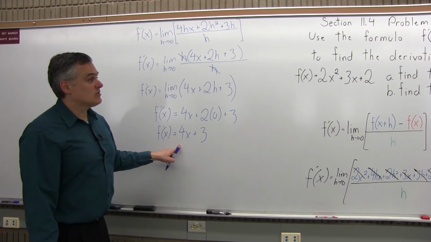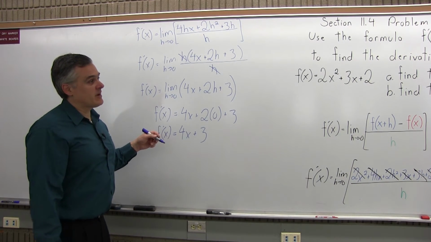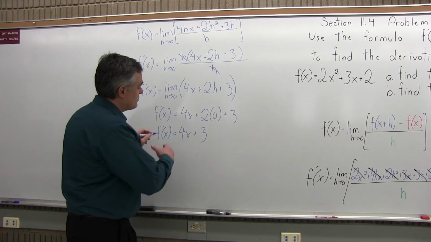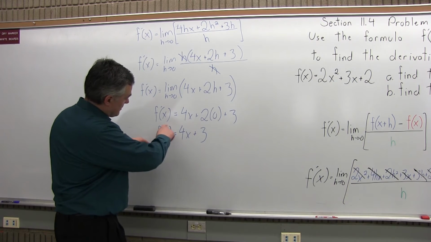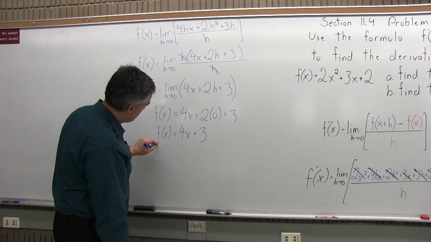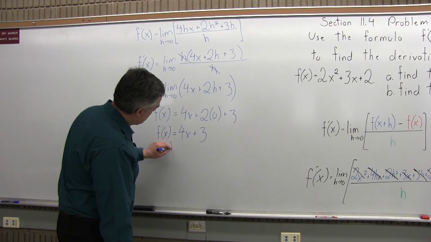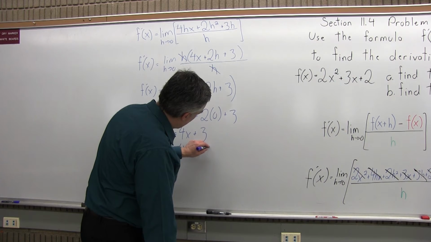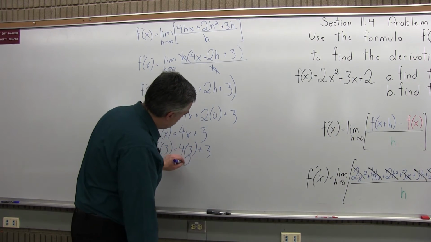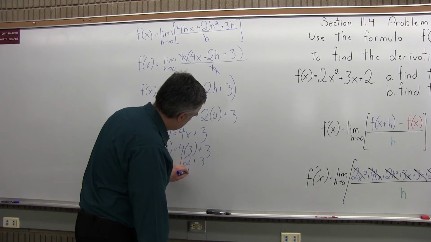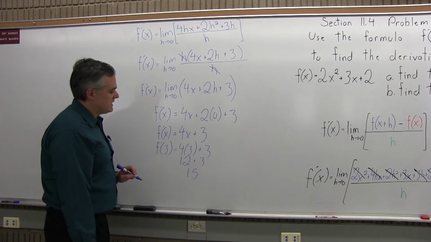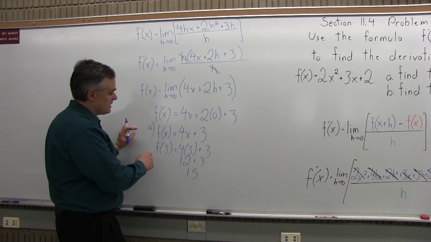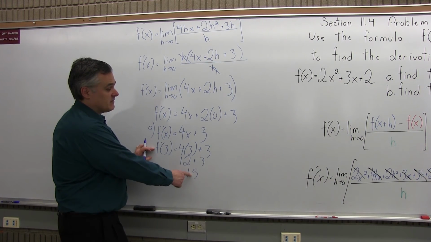So going back to the original question, part A said find the slope of f of x when x equals 3. So when x is 3, what's the slope? What I would do is take my f prime of x that I found and put in a 3 for x. F prime of 3 equals 4 times 3 plus 3. So 4 times 3 is 12 plus 3 more. The answer is 15. So for part A, when x is 3, the slope is 15.